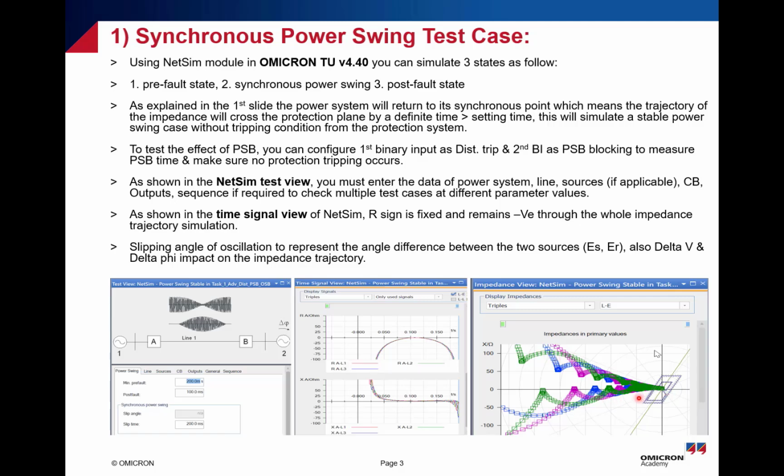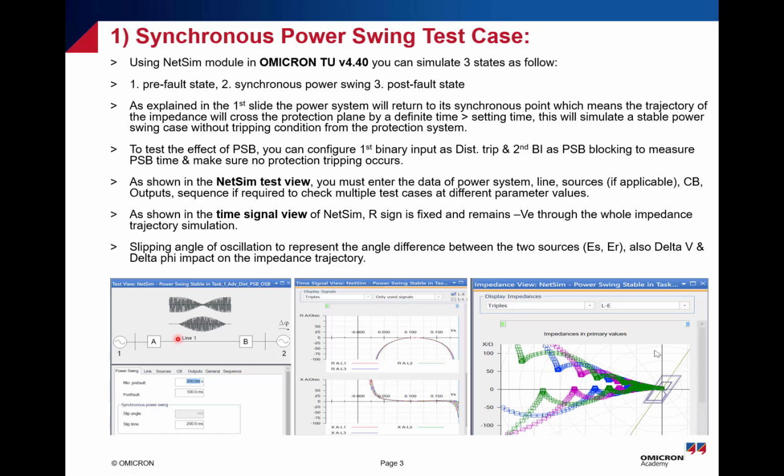As you can see here from the impedance view, this is the power swing trajectory entering the impedance plane and returning back from the same direction. So the R sign doesn't change. As you can see here from the time signal view, here is the R and the X, and here is the positive R, negative R. It's entering from minus R and exiting the reach again from minus R. So the R sign still doesn't change, still the same sign. And these are the features of the stable power swing.